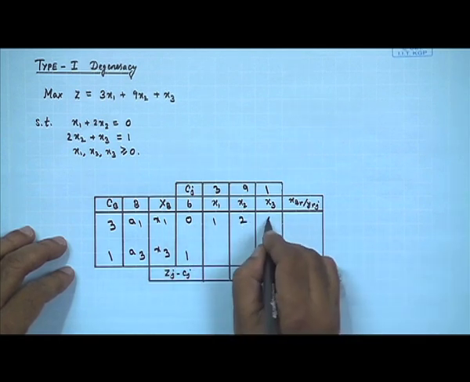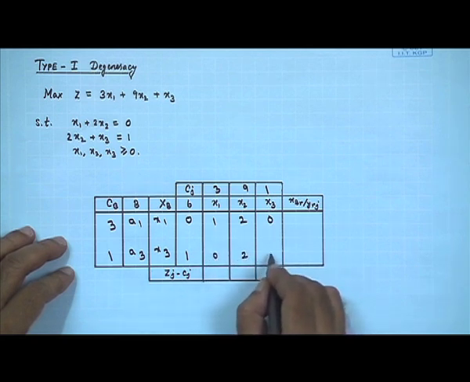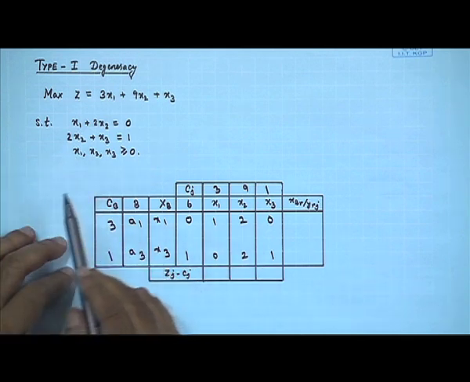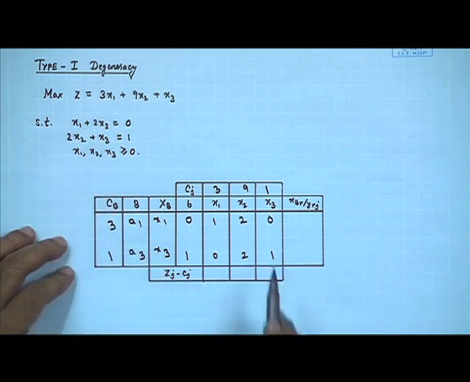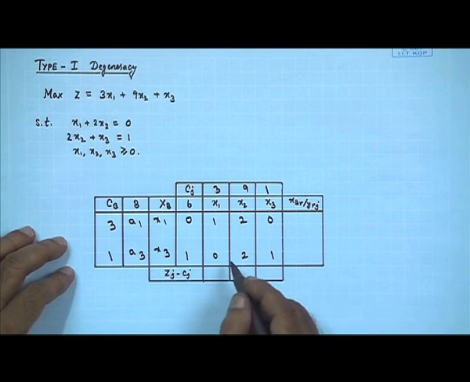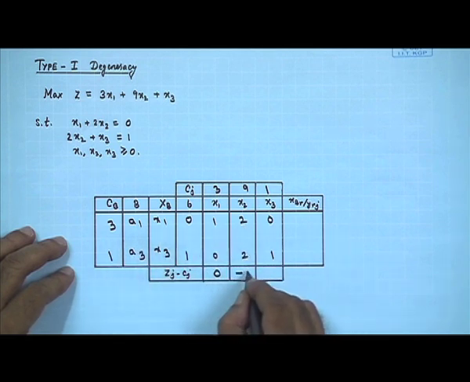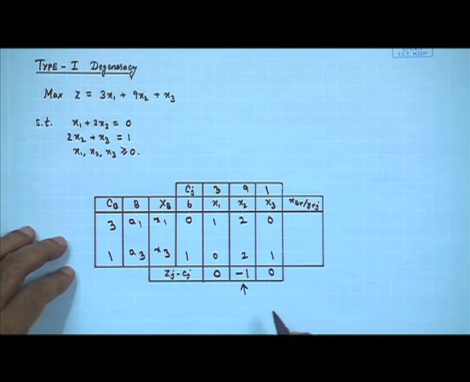So, 1 2 0, 0 2 this is 1, 0 2, this is x1 was absent. So, 0 2 1. Now, if you calculate zj minus cj value, you will find 0. Here it is 6 plus 2, 8 minus 9. So, minus 1, and this value is 1 minus 1. Therefore, your entering vector will be x2.